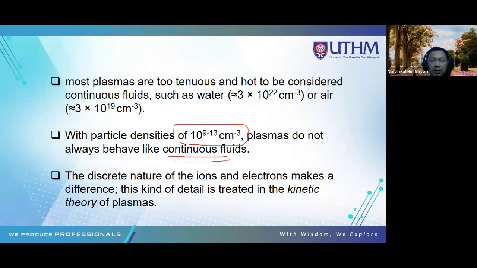Whereas water is in a much higher range, and so is air or nitrogen, the thing that we breathe every time. In plasma, the density is much lower. So the discrete nature of the ions and electrons makes a difference. This kind of detail is treated in the kinetic theory of plasma.